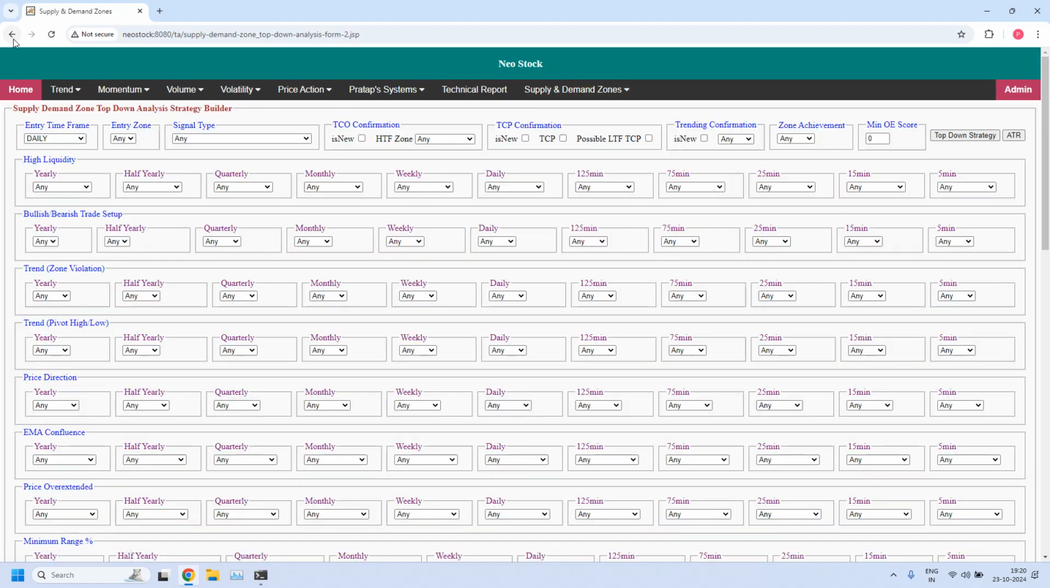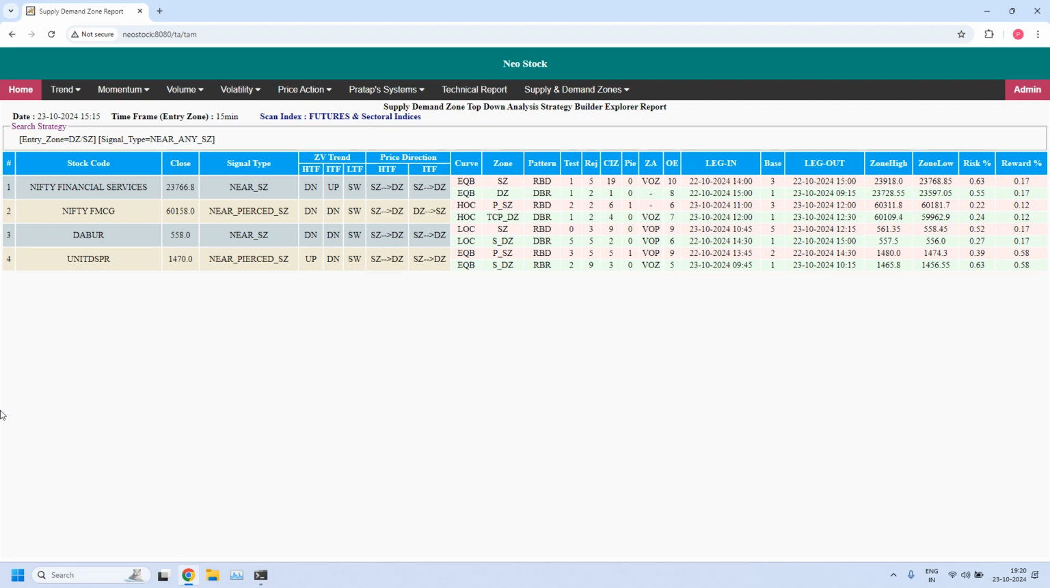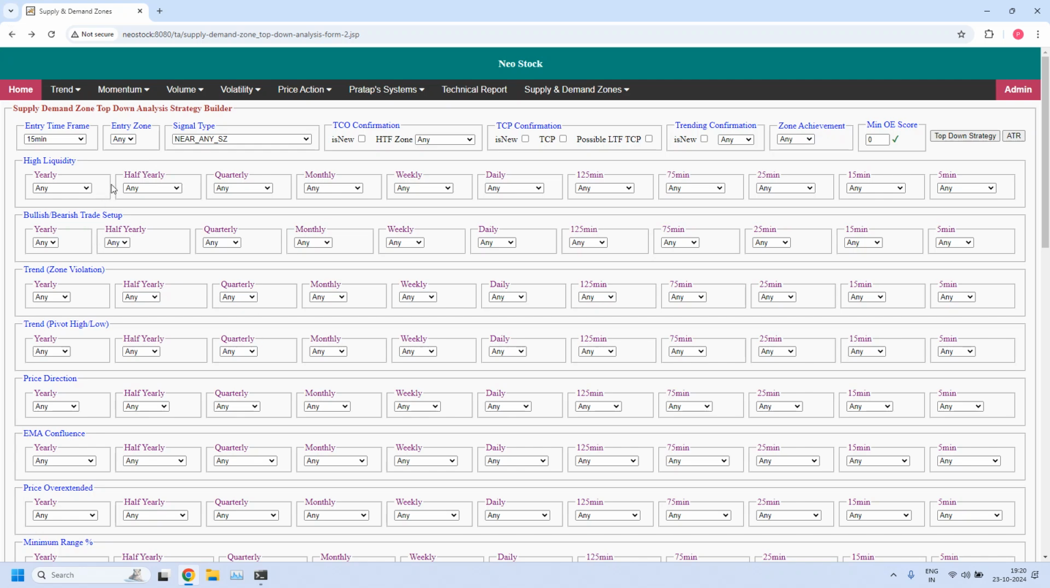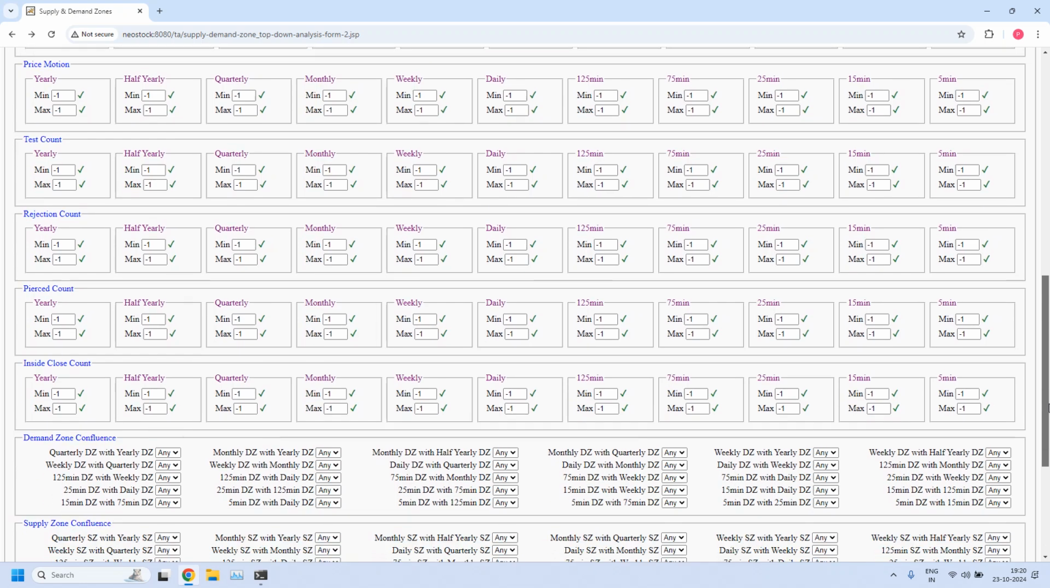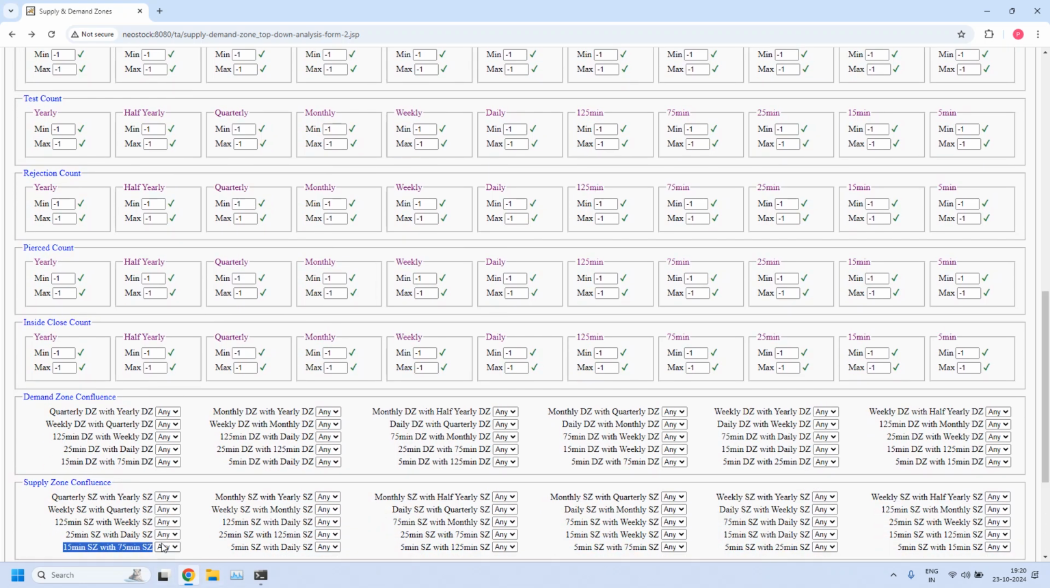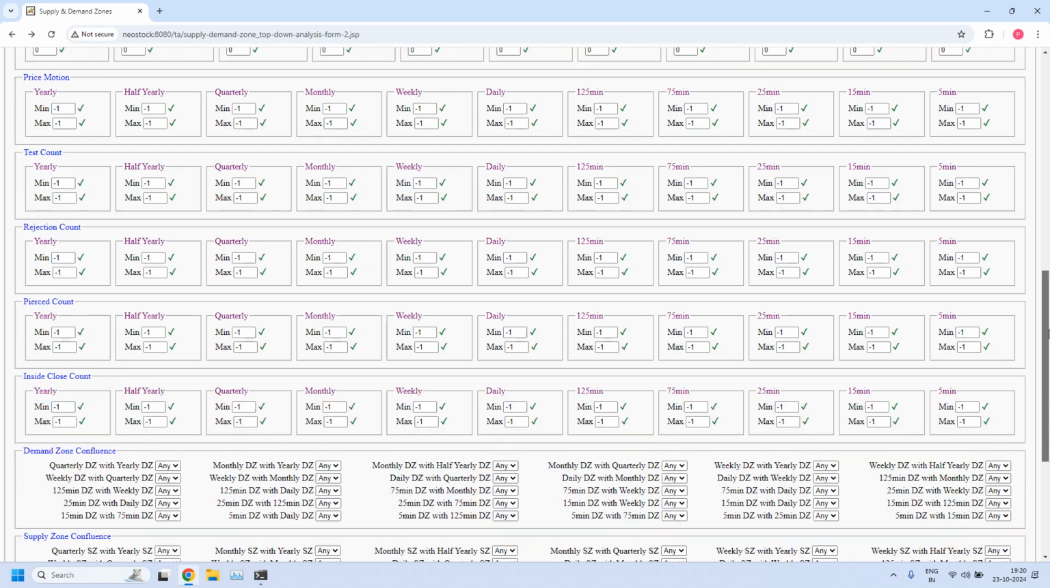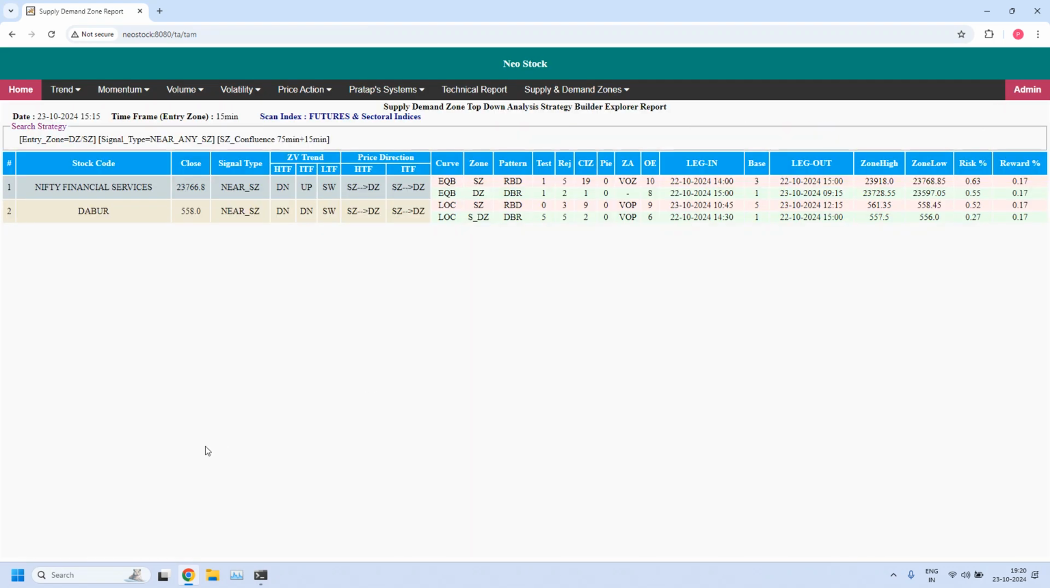Okay, next, for 15 minutes time frame, let us find the stocks near 15 minutes supply zone. Again, 4 supply zones are filtered. So let's identify if any of these supply zones have ITF confluence. So 15 minute supply zone with 75 minute supply zone confluence, I enabled the filter. 2 stocks are filtered. These 2 have ITF confluence.